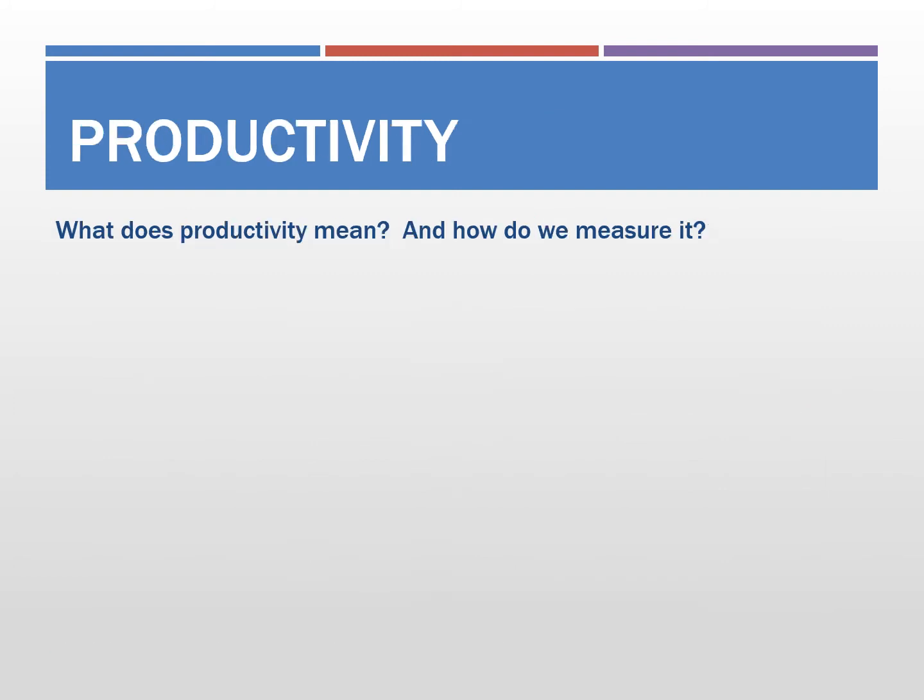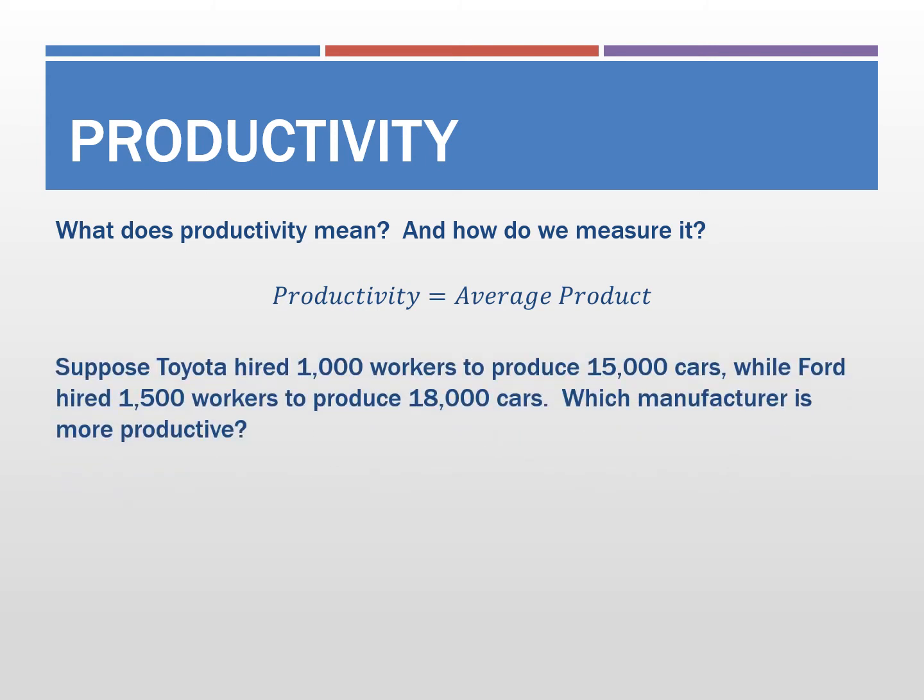However, the term productivity that we usually bring up is not what we usually use in economics to evaluate efficiency in production. But you might want to know what we mean by productivity. Productivity basically refers to the term that we used previously called average product. For instance, let's say we have two firms producing cars, Toyota and Ford. Toyota hires 1,000 people to produce 15,000 units of cars, while Ford hires 1,500 workers and they produce 18,000 cars.